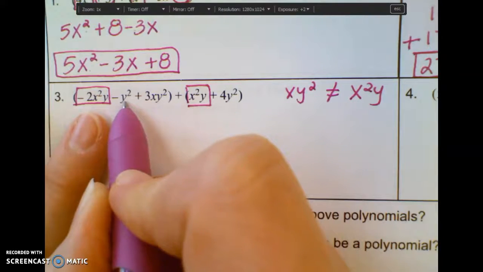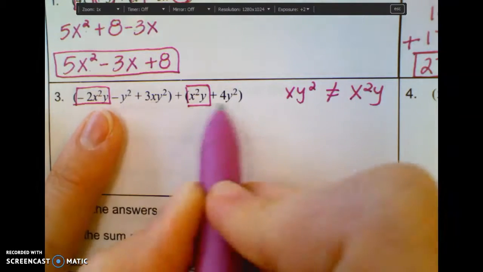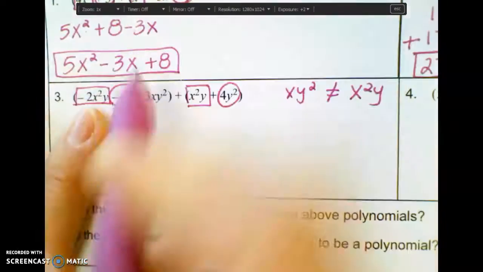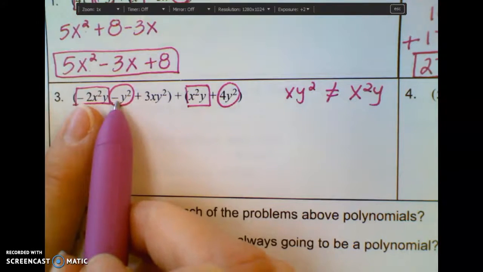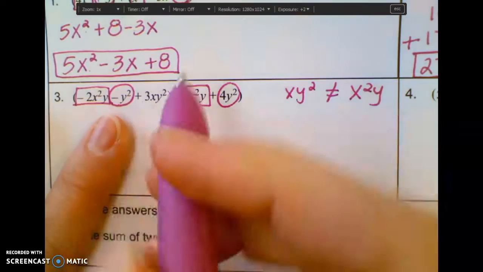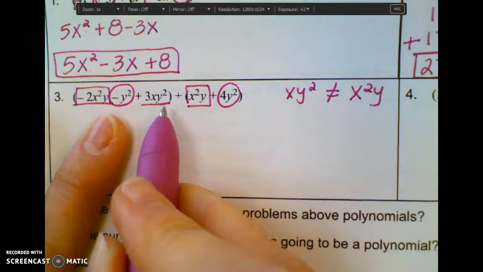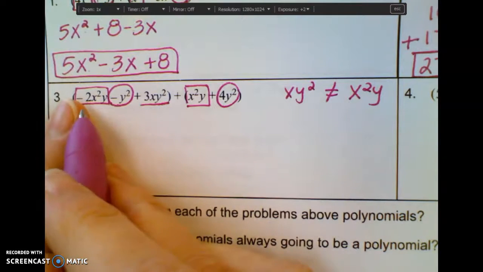Well, that negative y squared, is there anything that goes with that? Yep, there's the 4y squared. Notice that I circled the negatives with these. That's important. Now this 3x squared y doesn't have anything to combine, so we just leave it. So let's start combining.